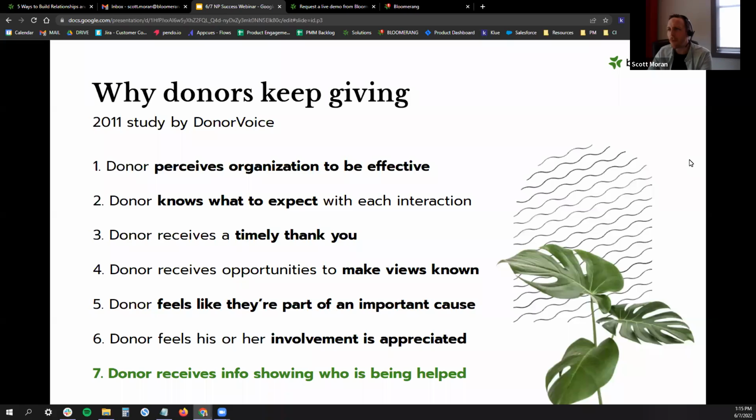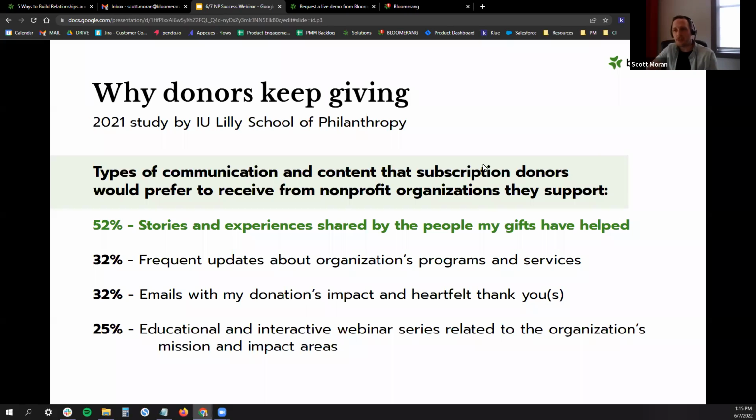On that same point, this is a very recent study in 2021 by the IU School of Philanthropy. They surveyed what I call hyper loyal donors, people who have been donating year over year to organizations, and their number one reason for continuing to give. What content do they prefer to see from their nonprofit organizations? Over half said stories and experiences shared by the people that my gifts have helped. That, I think, runs right in tandem with just giving info on where that gift is being used. It is a huge step in donor retention and allowing people to keep giving to your organization.